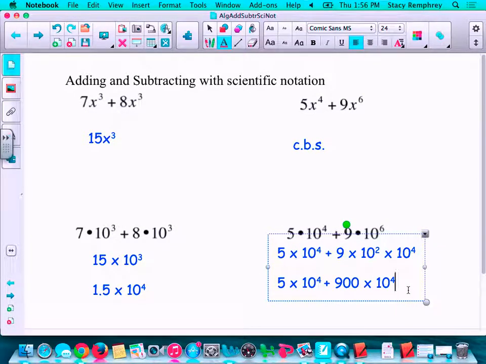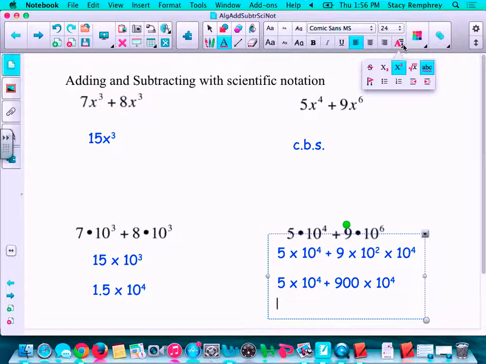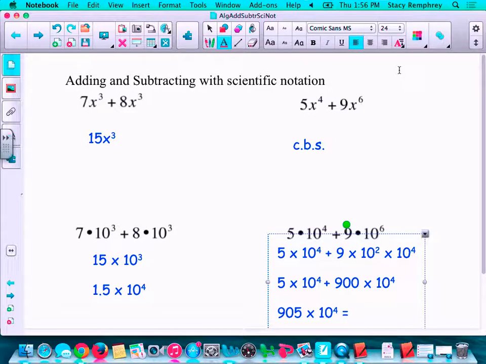Now I have common powers of 10. So I'm going to add the coefficients. So 900 times 10 to the fourth and 5 times 10 to the fourth gives me 905 times 10 to the fourth. And then I'm just going to change that to scientific notation. So that gives me 9.05 times 10 to the sixth power.